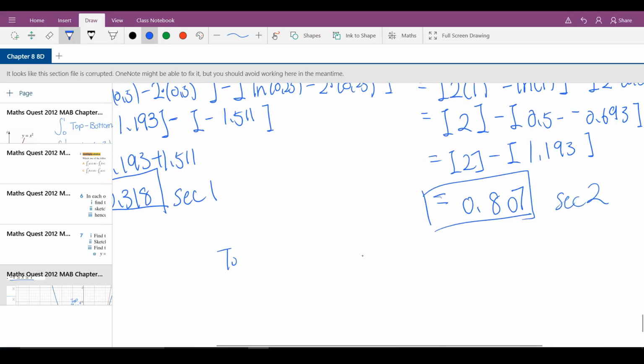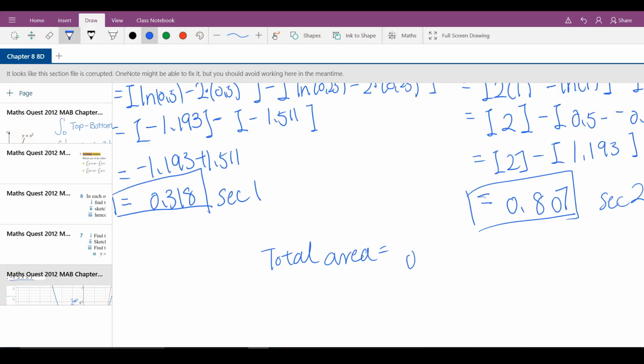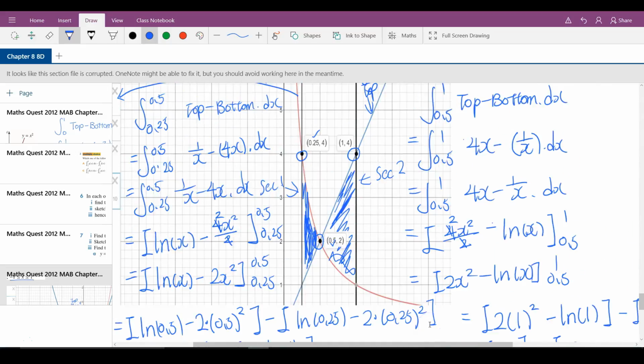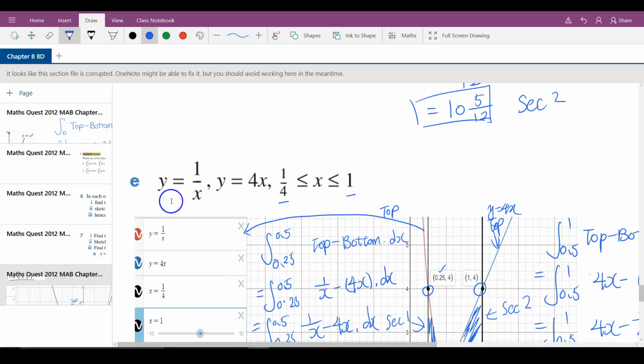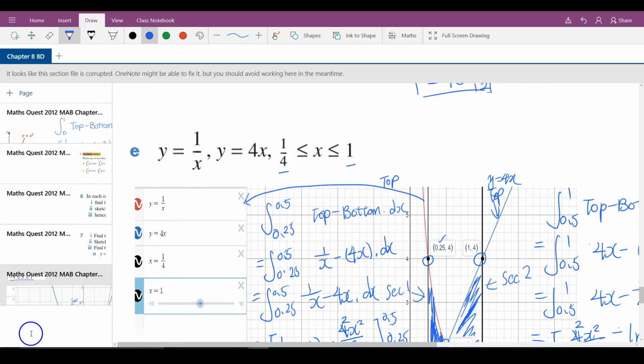So therefore, the total area is equal to 0.318 plus 0.807. That will give us 1.125. That's the final answer for question E. All right, let's go into question F.